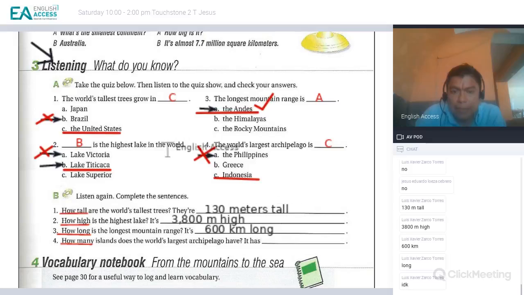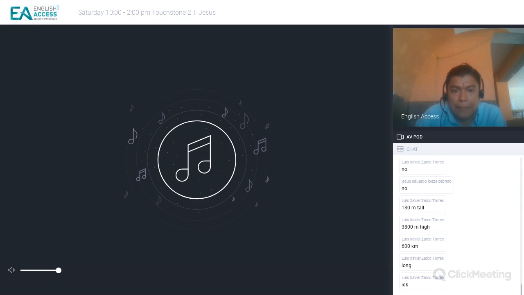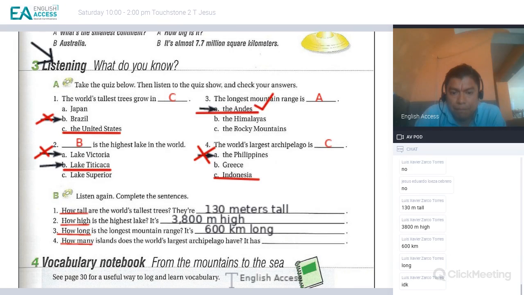Okay, let's listen again. Listen again and check your answers. Page 25, 3. Listening. What do you know? A. Take the quiz below. Then listen to the quiz show and check your answers.